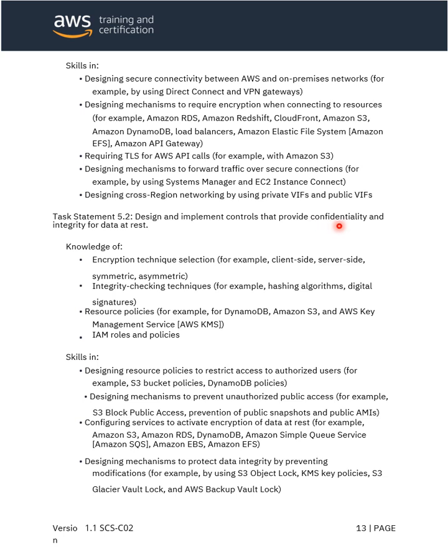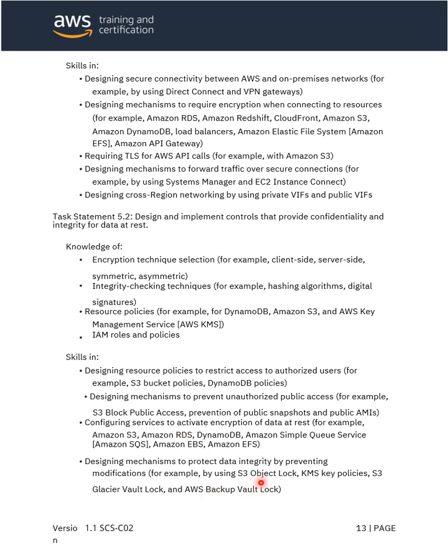Design and implement controls that provide confidentiality and integrity for data at rest. I explained initially how data at rest works. I am explaining again what client-side and server-side encryption techniques are. In S3, how you are using SSE-KMS, how you are using S3 with a customer managed key, how you are using S3 client-side encryption. What are the different hashing algorithms? What is a digital signature? How will you put the resource policy in DynamoDB, S3, key management policies, roles and policies. So you will get questions from all of these areas.